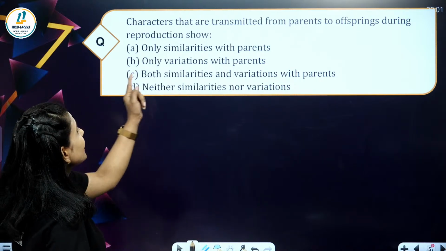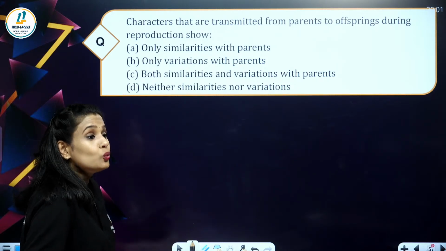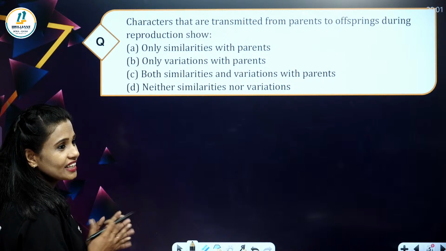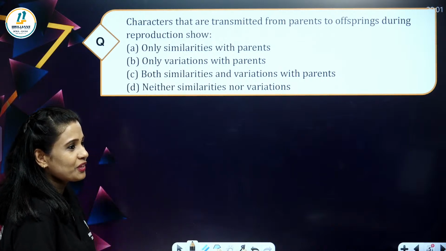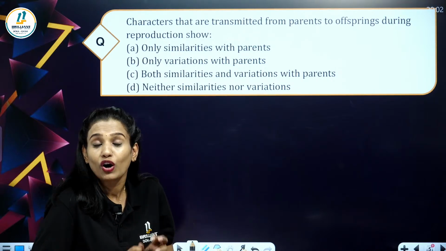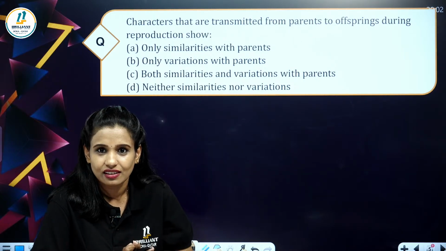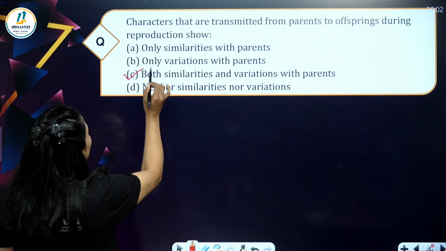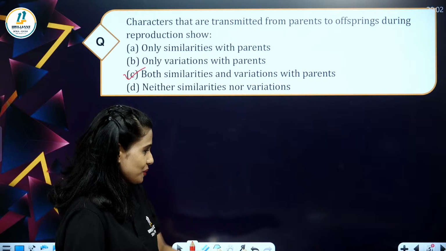See here, only similarities with parents. Is that correct? No. There will be variations too, right? So which one is the correct answer? See, both similarities and variations with parents, not only similarities or variations. So the correct option is both similarities and variation with parents. Okay, let's do the next question.